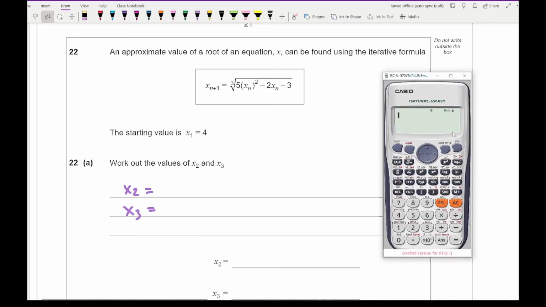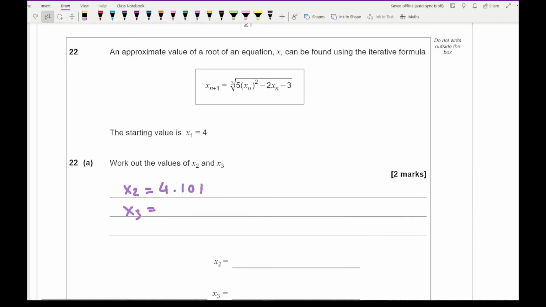just move it there. So with this, you need to enter the first value first. So I've got 4, press equals. So that's stored as the answer. So now what I need to do is enter the iterative formula using Ans wherever I see an x. So I've got cube root of 5 bracket Ans close bracket squared minus 2 bracket Ans bracket minus 3. And just be careful, double check that to make sure it's absolutely spot on. Press equals.